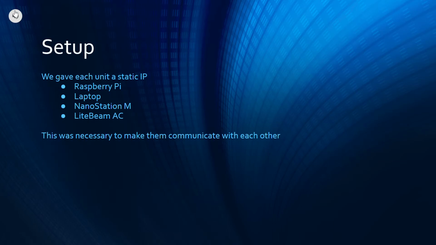To set everything to the right settings, we had to give each unit, the Raspberry Pi, laptop, NanoStation, and Lightbeam, all their own static IP. The static IP is like the computer's address. It just tells whatever network it's on the name. This was necessary to make them communicate with each other, and that's because putting them all on a static IP as opposed to a dynamic IP, which changes, made it so that they were all more or less in the same neighborhood and could find each other easily.